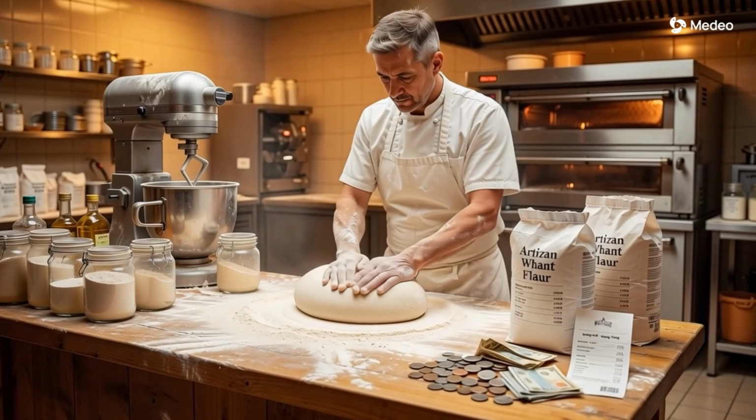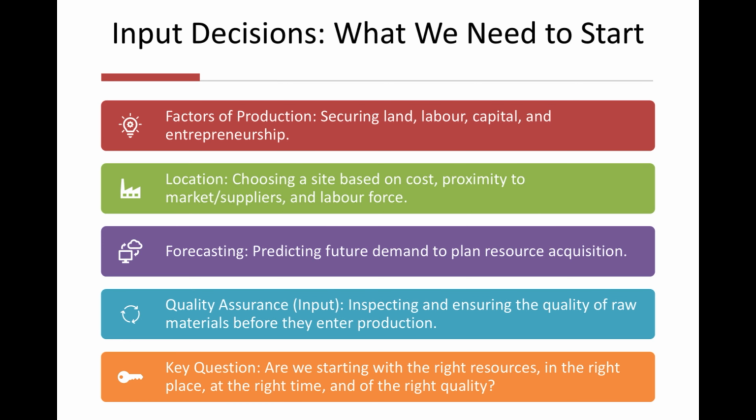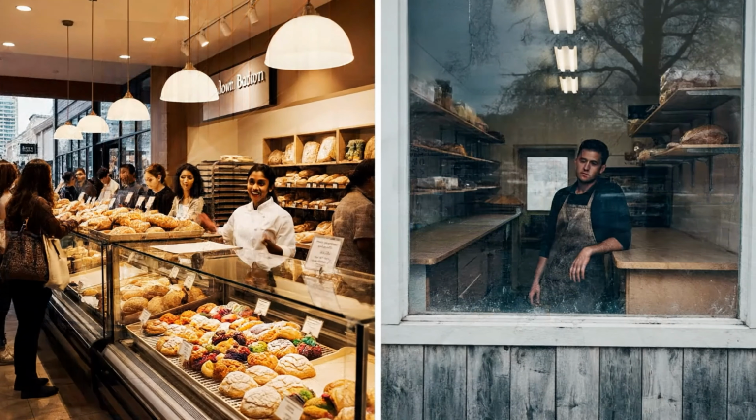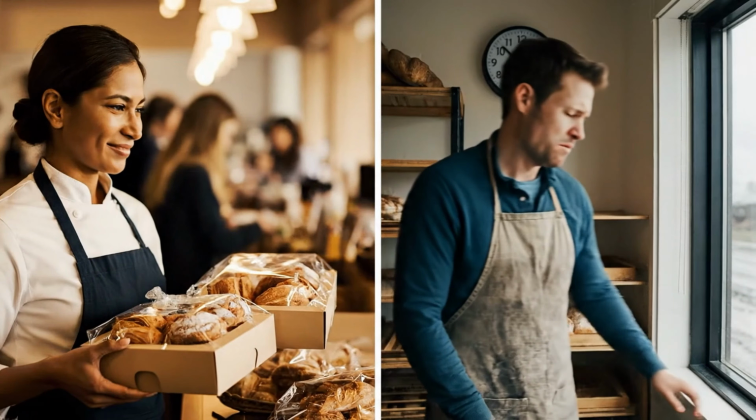Second, you have to think about the location for production. Where should we put this bakery? Does the owner set up in a busy shopping center where the rent is possibly high, but the customer traffic is guaranteed, or in an industrial area where the rent is cheaper, but you will not see as much walk-in customers? So location is a very critical input decision, and that will affect everything else.